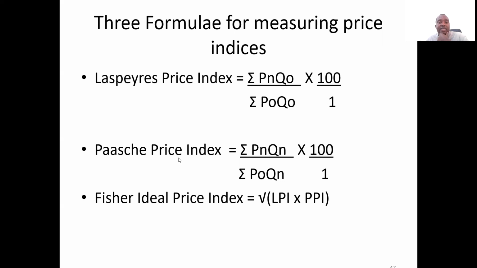This differs from the Paasche price index, which is a summation of current prices multiplied by current quantities, all divided by the summation of base year prices multiplied by current quantities, multiplied by 100/1. And then we've got the Fisher ideal price index, which is a geometric compromise of the Laspeyres and the Paasche, in the sense that it finds the square root of the product of the Laspeyres price index and the Paasche price index.